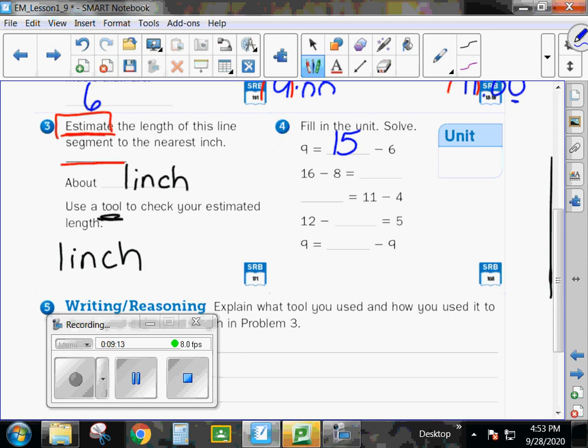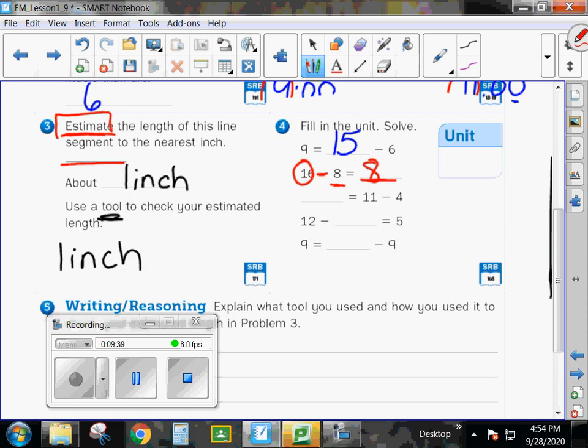All right, let's look at the second problem. Another subtraction one. Here's the subtraction symbol. This is the biggest number. So that means these other two numbers I'm going to add together to equal that 16. So 8 plus what equals 16? 8 plus 8 equals 16. So 16 minus 8 equals 8.